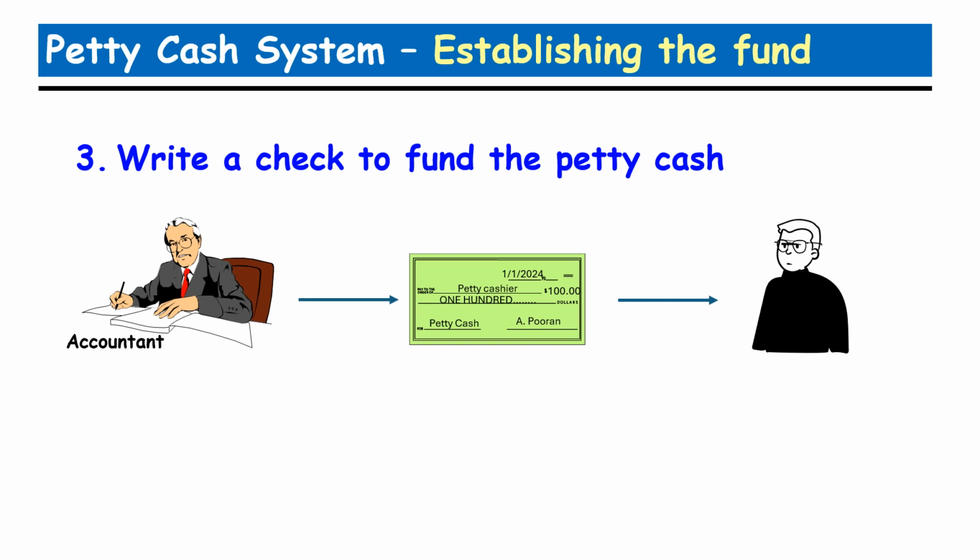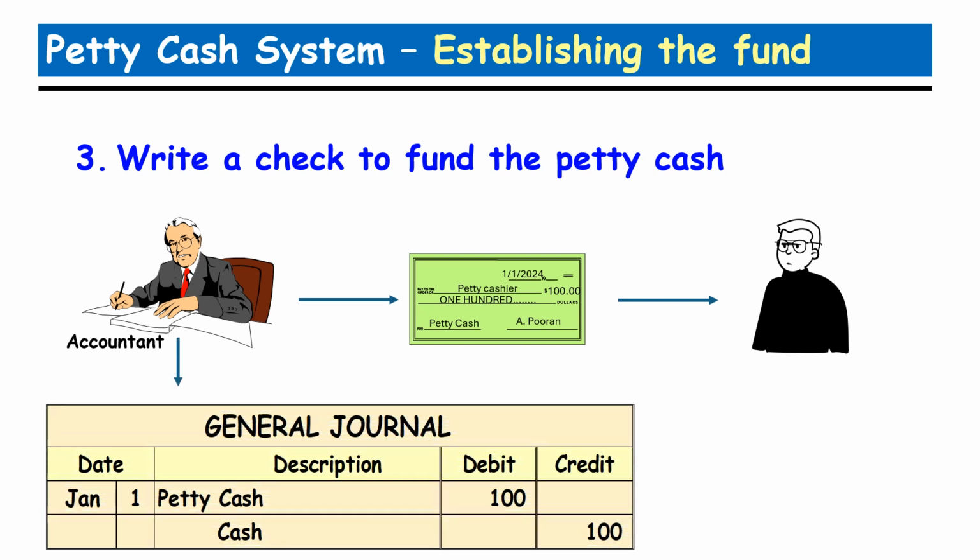Once the accountant writes the check, he has to record it using a journal entry to debit the petty cash account with $100 and credit cash. So this means the amount of the petty cash here is $100. Generally, the petty cash will be run for 2 weeks until it is replenished.